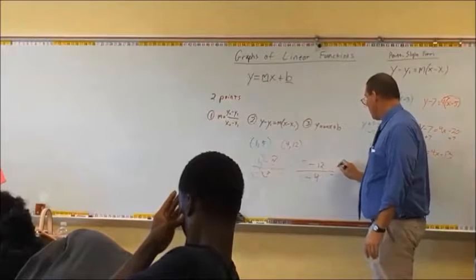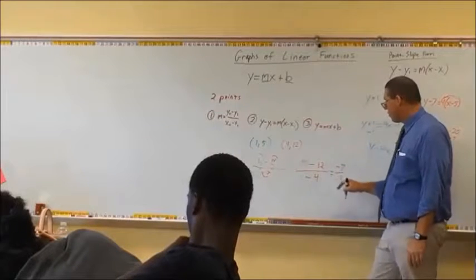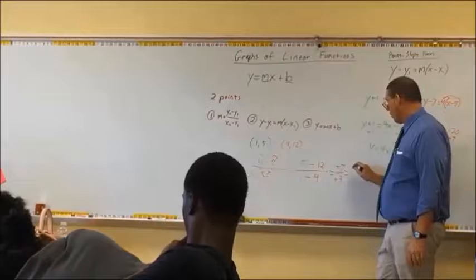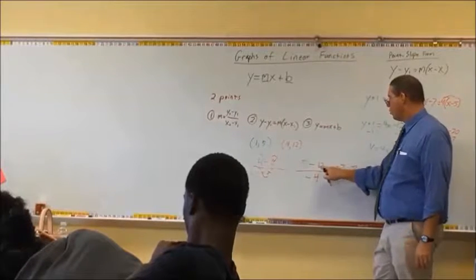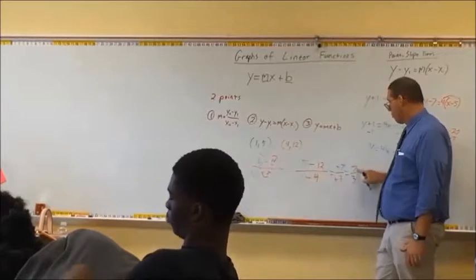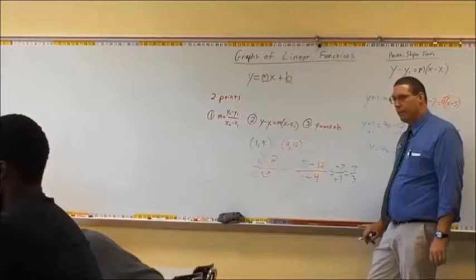5 minus 12 is negative 7. And 1 minus 4 is negative 3. Well, what are these two negatives going to do? Yeah, they're going to cancel each other out, right? And so now the answer is 7/3. And if we had done 12 minus 5, we would have had 7. And if we had done 4 minus 1, we would have had 3, which is 7/3. Shamar, did that help a little bit?